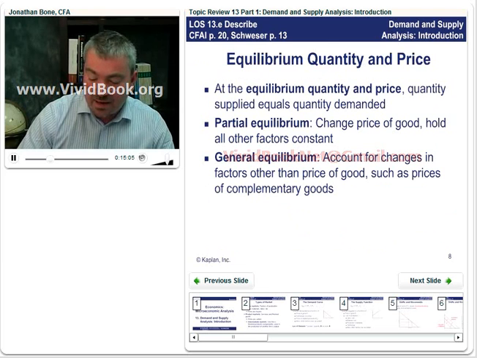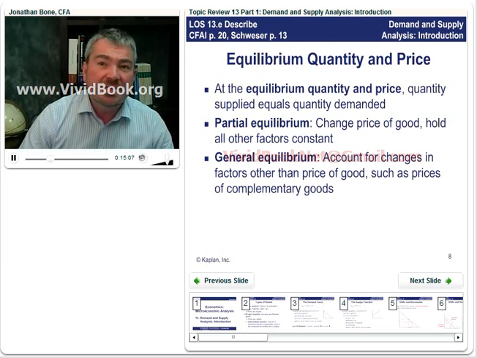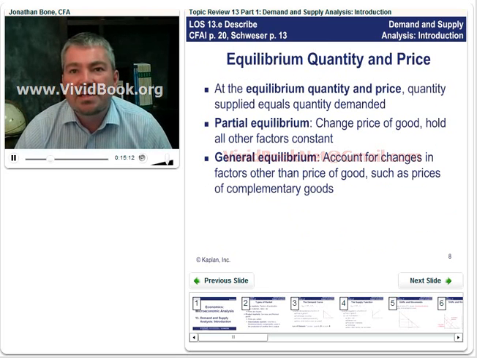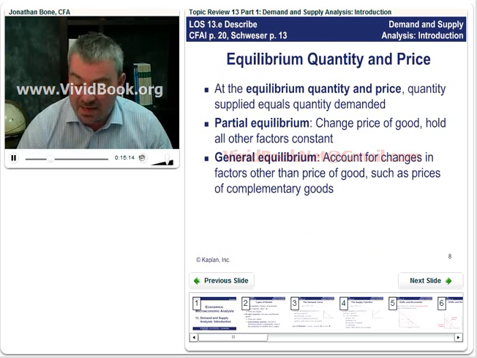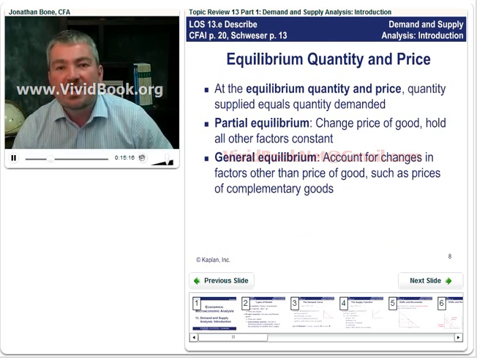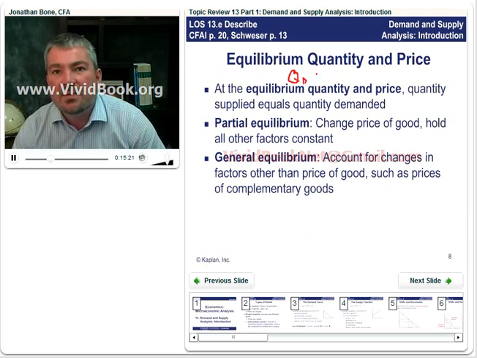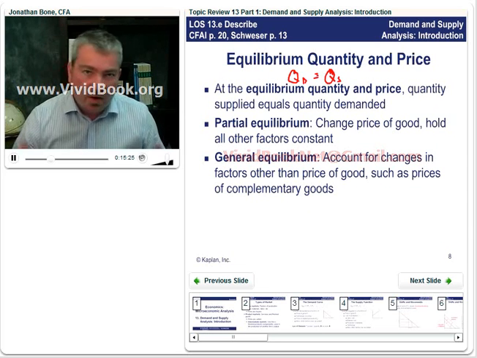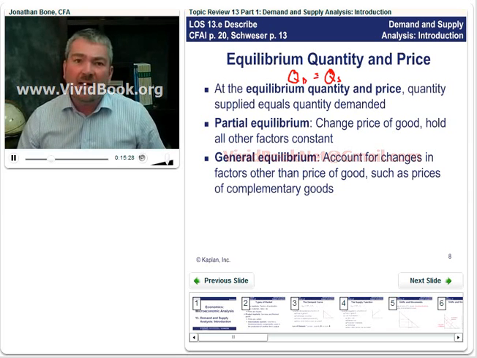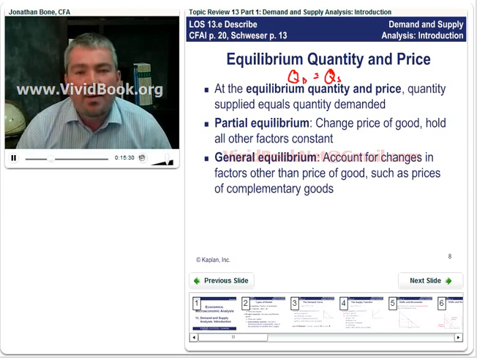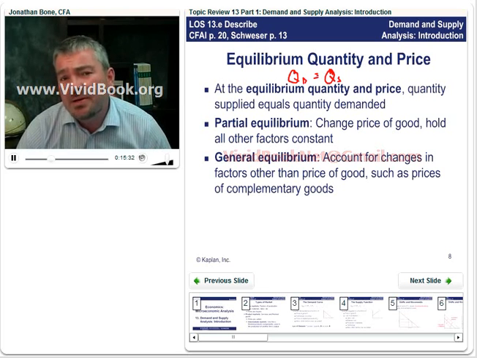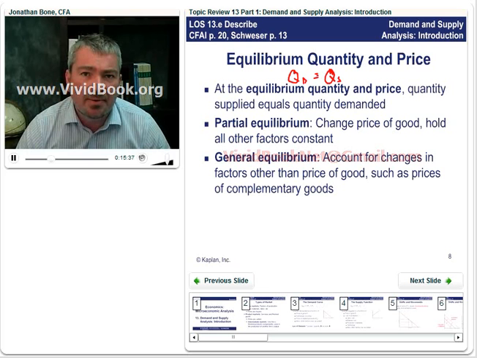Okay, now we're asked to describe equilibrium quantities and price. Notice that at the equilibrium quantity and price, the quantity supplied equals the quantity demanded. So we're saying very straightforwardly that QD equals QS. Make that a bit clearer, that it's the equal sign: the quantity demanded equals the quantity supplied. Now, the LOS here asks us to distinguish between two types of equilibrium: partial equilibrium and general equilibrium.